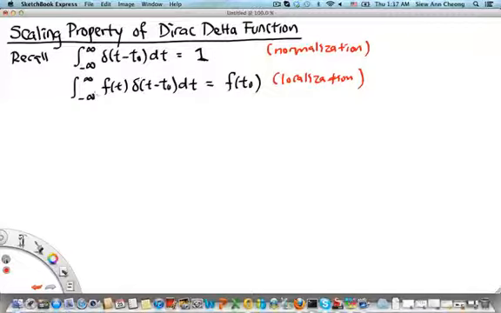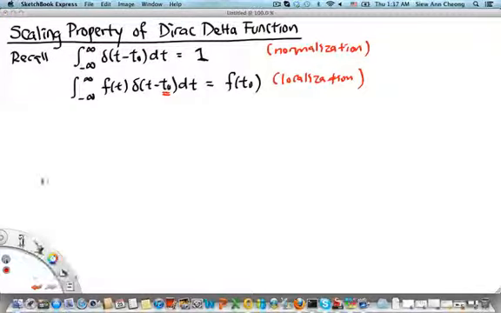Now the other defining characteristic of the Dirac delta function is the localization condition, and that tells us that if we integrate from minus infinity to infinity f of t multiplied by the Dirac delta function, integrated with respect to t, this will give us f at t naught, where t naught is in the argument of the Dirac delta function.